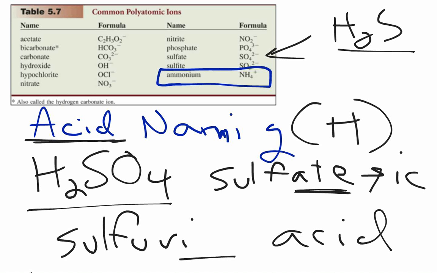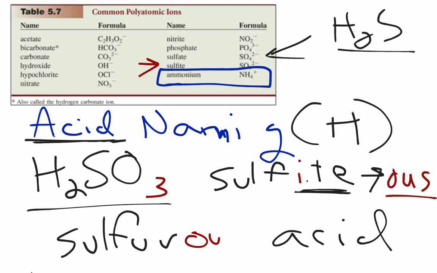Now if we change some things, I'm going to erase that bit and erase this. If we change this to sulfite, SO3, then it's no longer a sulfate, obviously. It becomes a sulfite, and sulfites become OUS acids. So we have sulfurous acid. So we had hydrosulfuric, sulfuric, and now sulfurous.